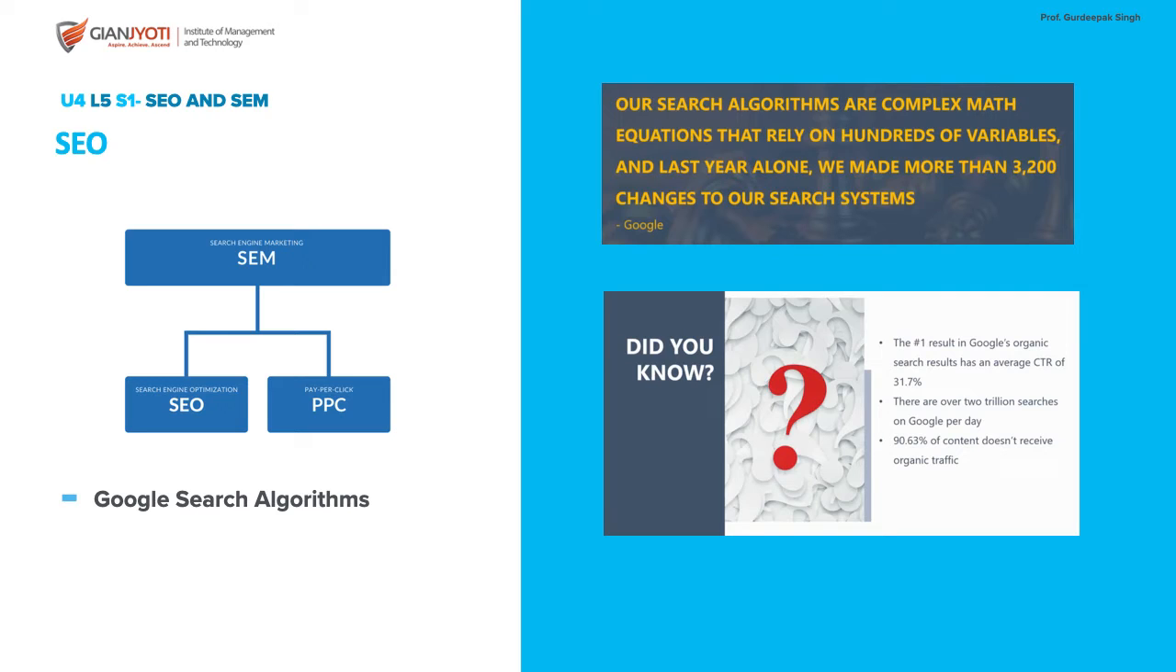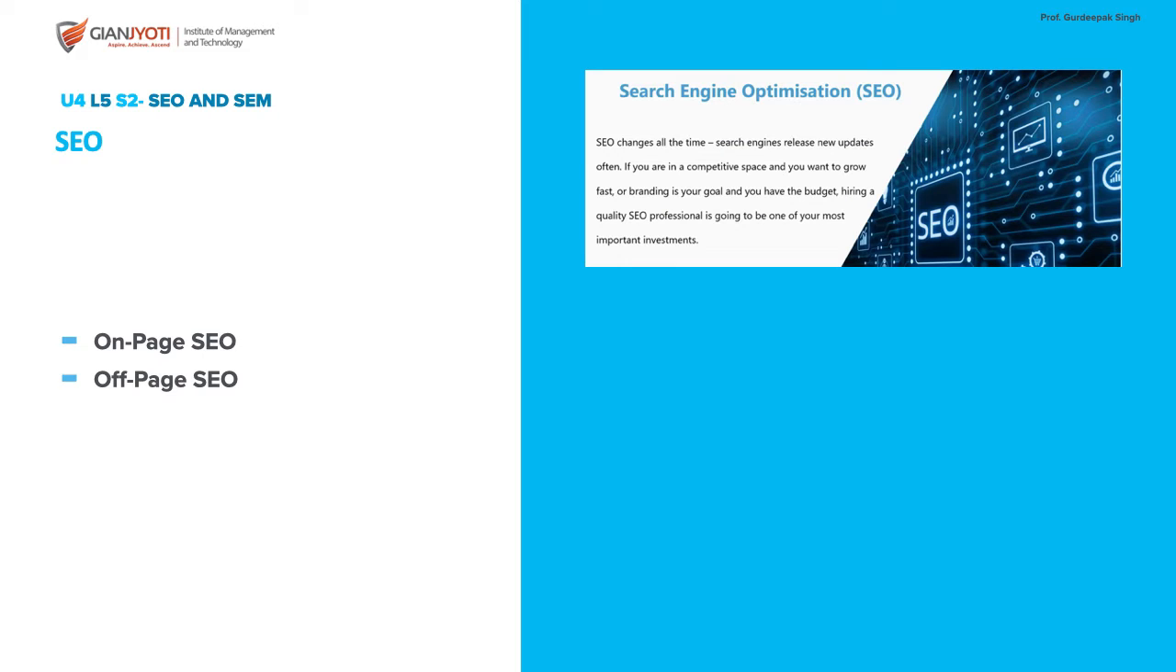There are over 2 trillion searches on Google per day, and 90.63% of content doesn't receive organic traffic. 90.63, my God. So let's go into the details of search engine optimization, but we can just touch the surface. We cannot go into too much depth because you need the technical know-how, and also one lesson is no way enough even to touch the surface.